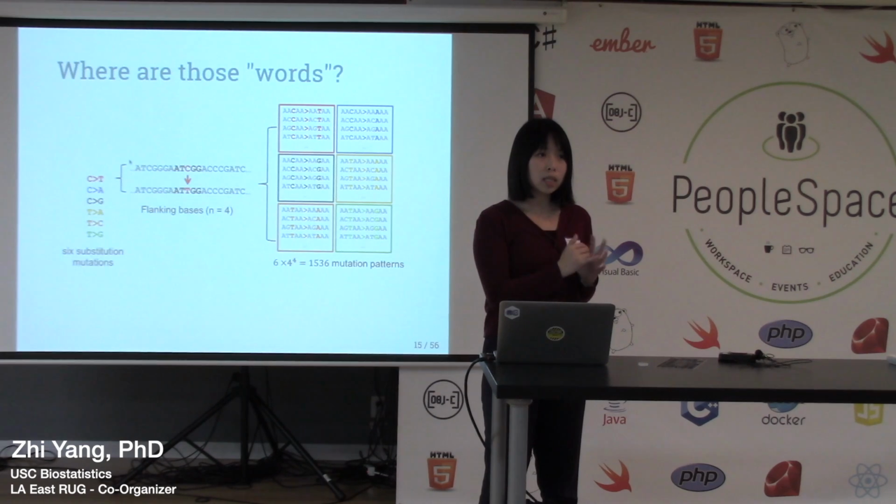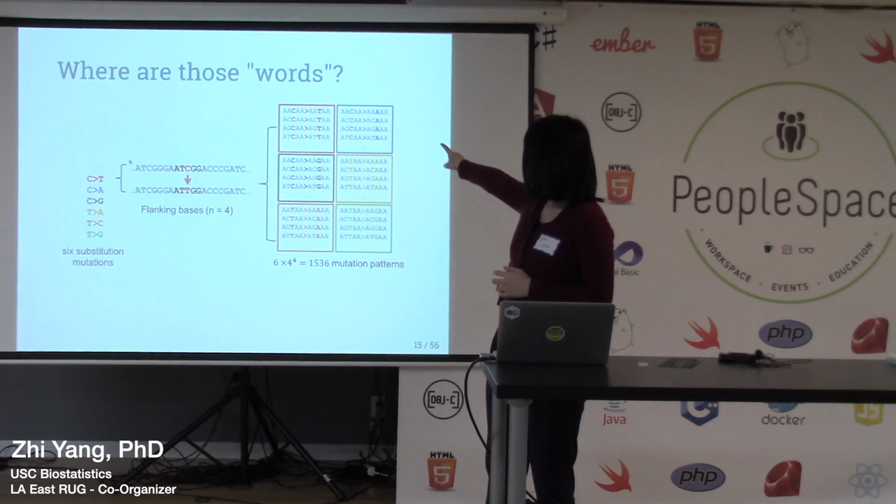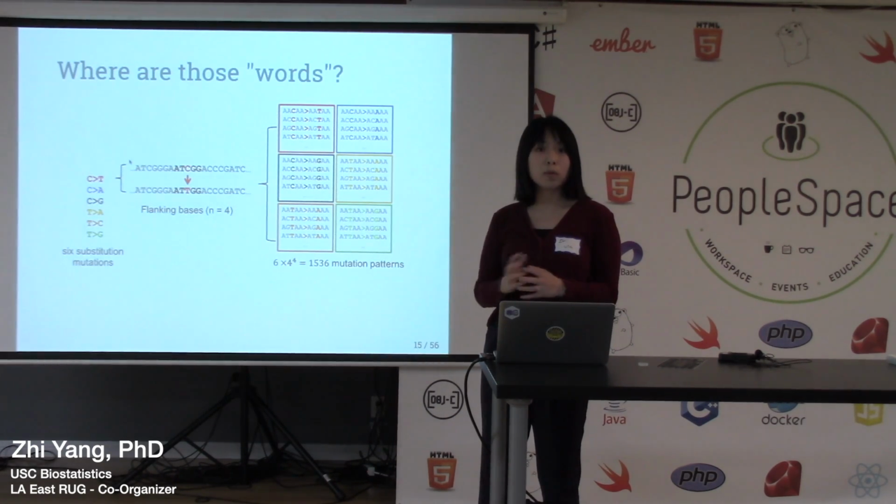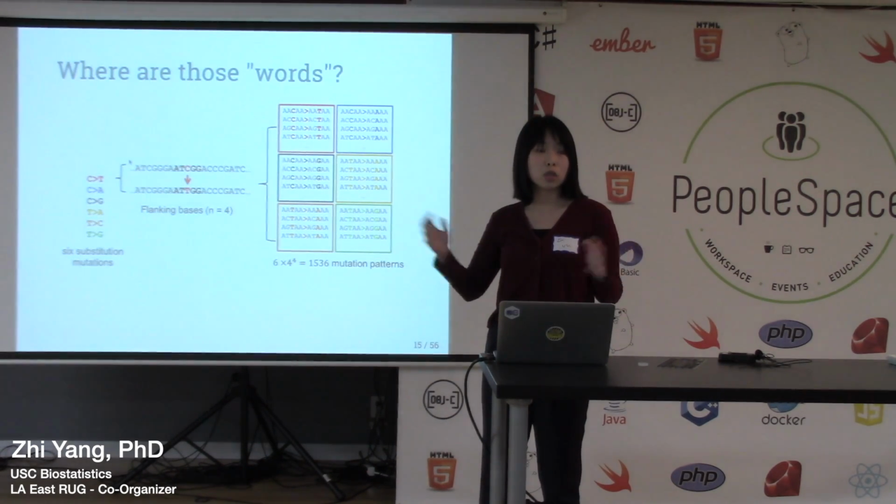So what people do is look at the neighborhood of those mutations. For example, you start with the 6 substitution mutations, but after you look at the neighborhood of those mutations, now bang, you have 1,500 mutations as compared to only 6 of them. So every single thing you see in these 1,500 mutation patterns becomes your words, and those are the dictionary you're going to start with to do your topic modeling.